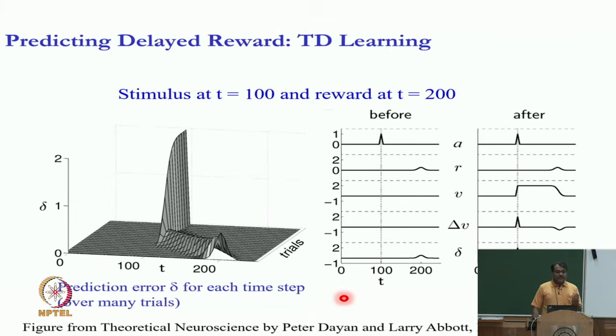Now, this is our experiment. So, let us look at each of these curves. This is before training on the left and this is after training on the right. So, this is before the primates started training and this is after they have been trained many times on the same experiment. So, I give stimulus at, let us say, time equal to 100, this is when the bell rings, okay, and this is when I give the reward.